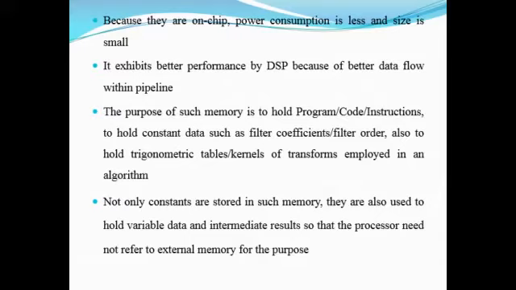So data is a variable. Whenever I consider variable data, even that data has to be stored in such memory units, along with intermediate results, so that the processor need not refer to any external memory for this use. So it means it has to store constant data, variable data, and also the intermediate results. So the processor need not refer to any external memory for this requirement.